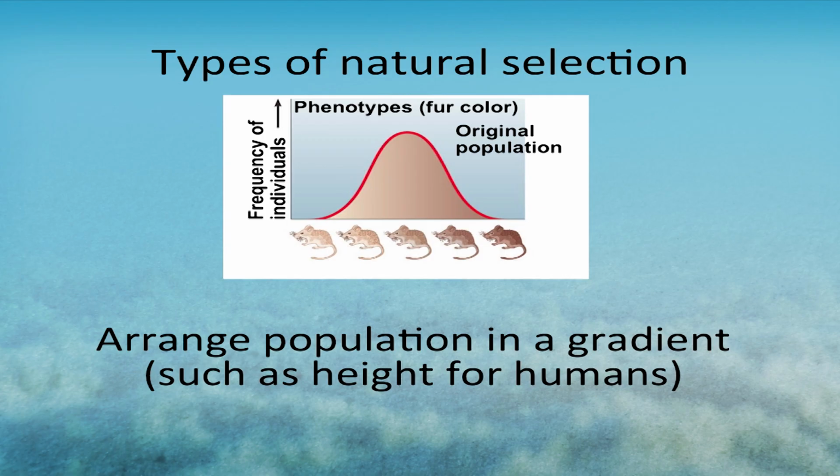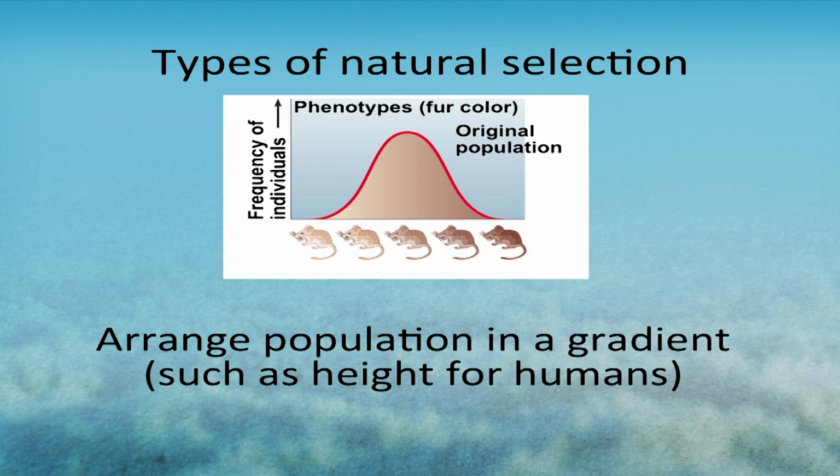When we take a look at types of natural selection, it doesn't always move in the same direction. So one of the things that we'll start with is by taking a trait, and what you want to do is arrange the population into a gradient. In the picture shown here, we're clearly looking at mouse coat color, or at least their fur color, and the gradient goes from light all the way to dark.